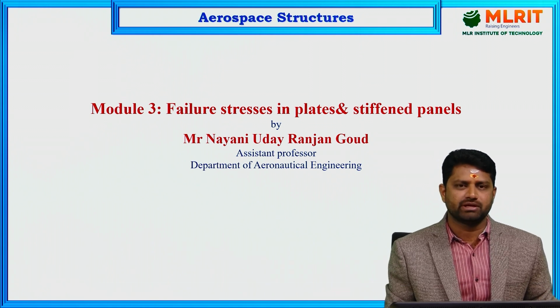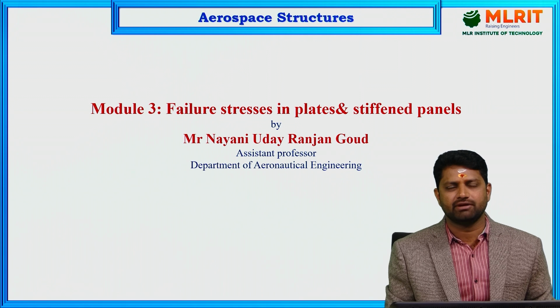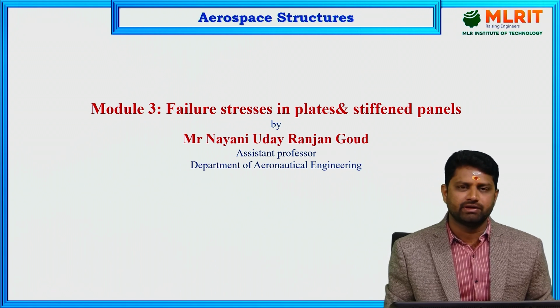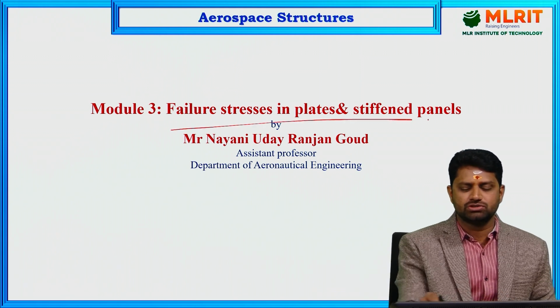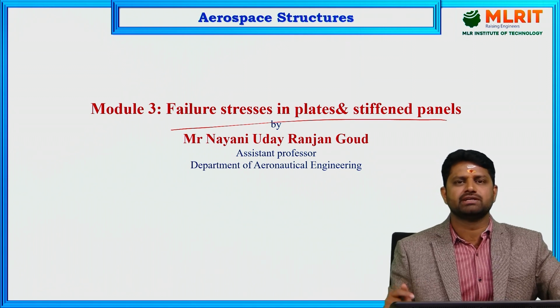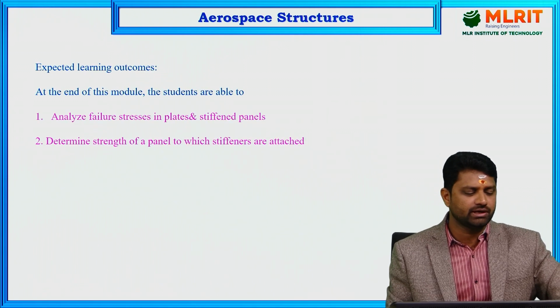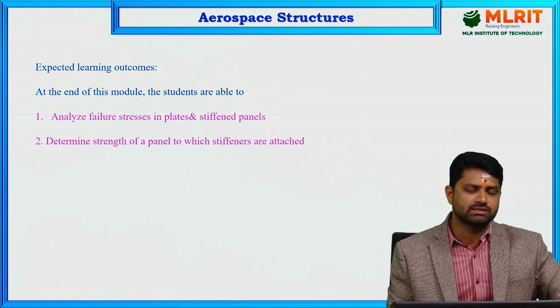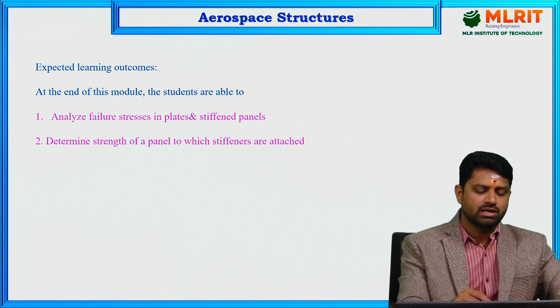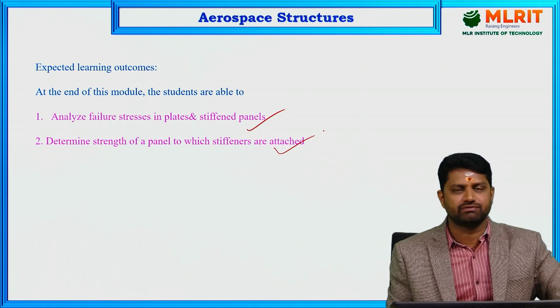We have discussed in the previous one the critical stress for plates, that is sigma critical equals k pi square E divided by 12 into 1 minus nu square into t by b whole square. When we discuss these failure stresses, they are again given by empirical results from various scientists. The learning outcomes in this module are that students are able to analyze failure stresses in plates and stiffened panels, and determine the strength of the panel to which the stiffeners are attached.